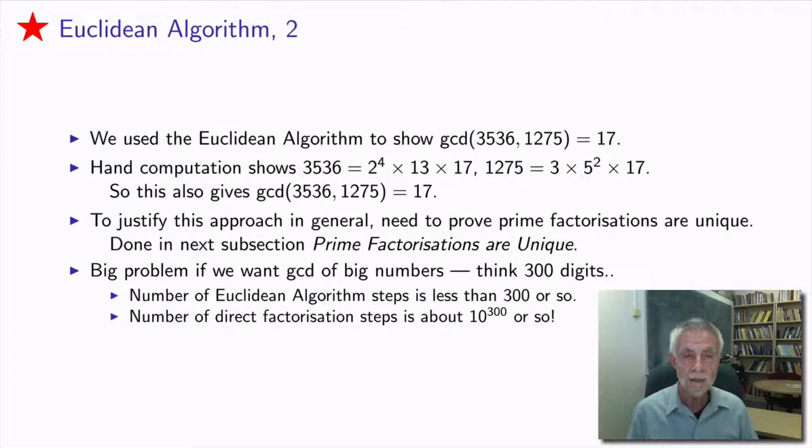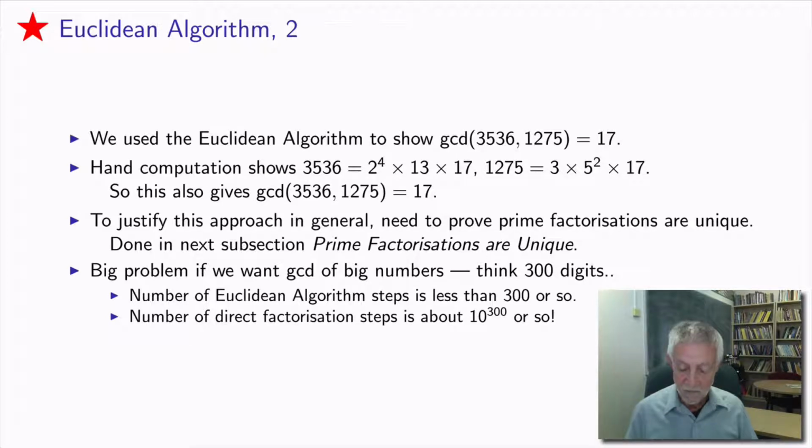Now we haven't yet proved that prime factorisations are unique, but we're going to do that very soon. In fact, we're going to use the extended Euclidean algorithm in the next subsection to prove this fact that prime factorisations are unique. So that gives us that the greatest common divisor of 3536 and 1275 has to be 17, because 17 is the only common factor. Here the other prime factors are 2 and 13, and here they're 3 and 5. So doing it by hand in this way, we get 17, as we should, because we've got 17 from the Euclidean algorithm.